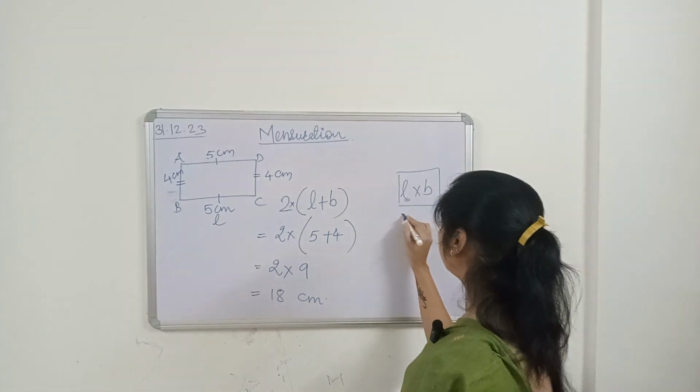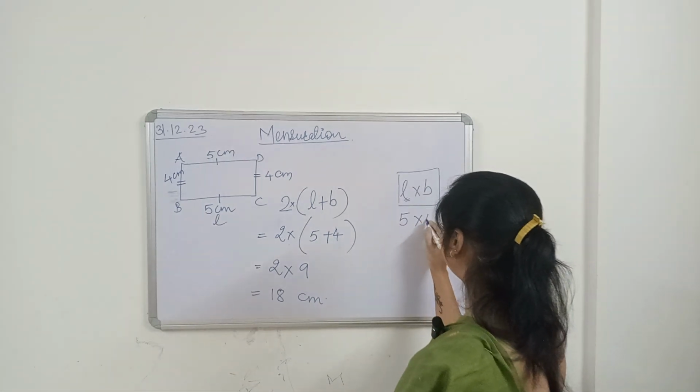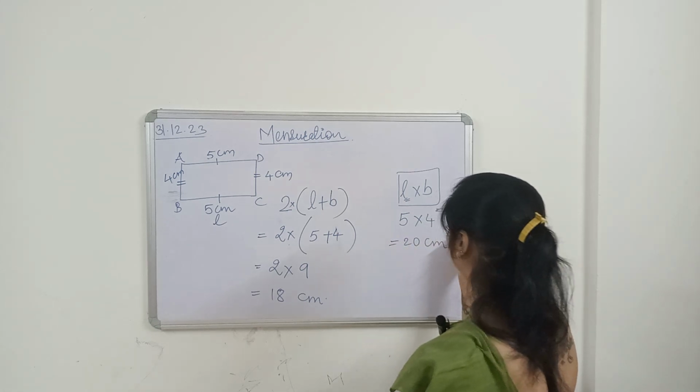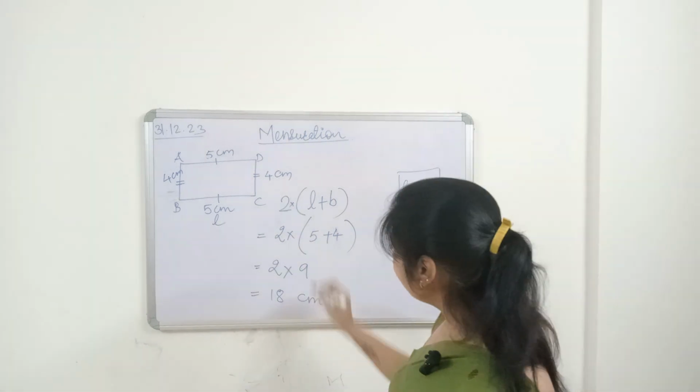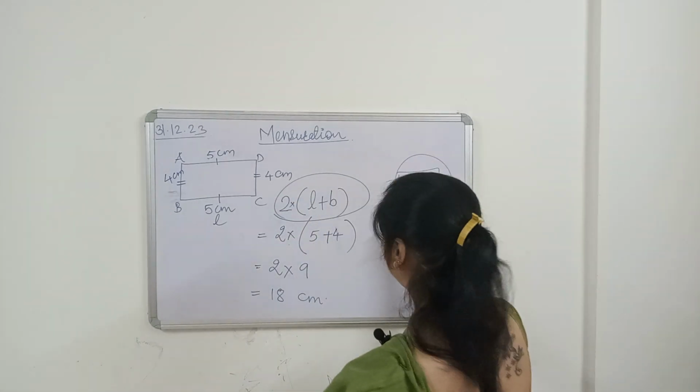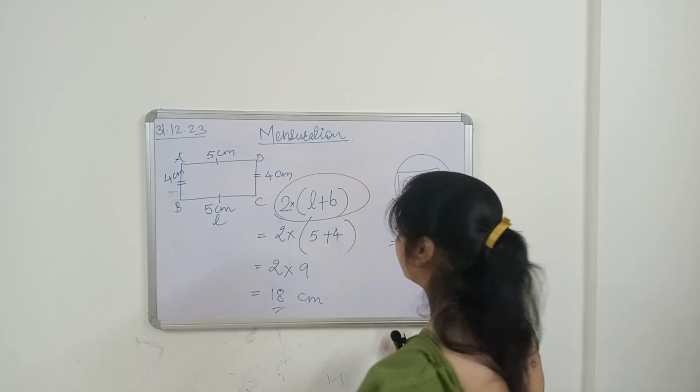So length into breadth, what's your length? 5. What's your breadth? 4. And 5 fours are 20. And now you make it square: 20 centimeters square. Even though you took 2 into L plus B for perimeter, and this is L into B, you can see the difference between the answers.